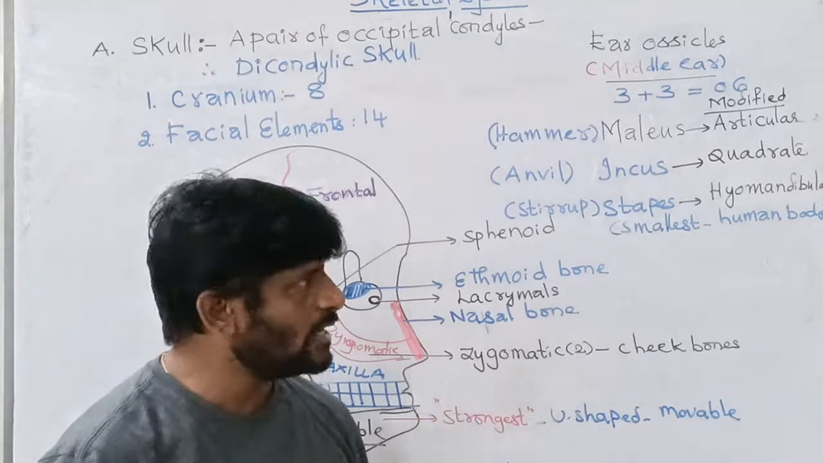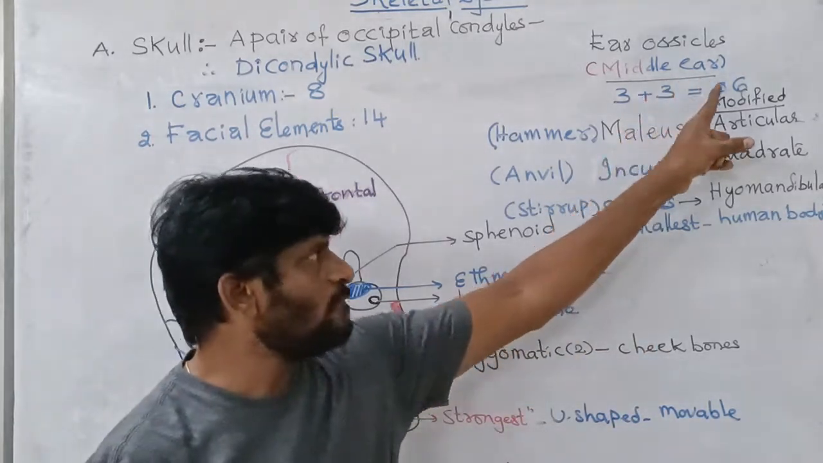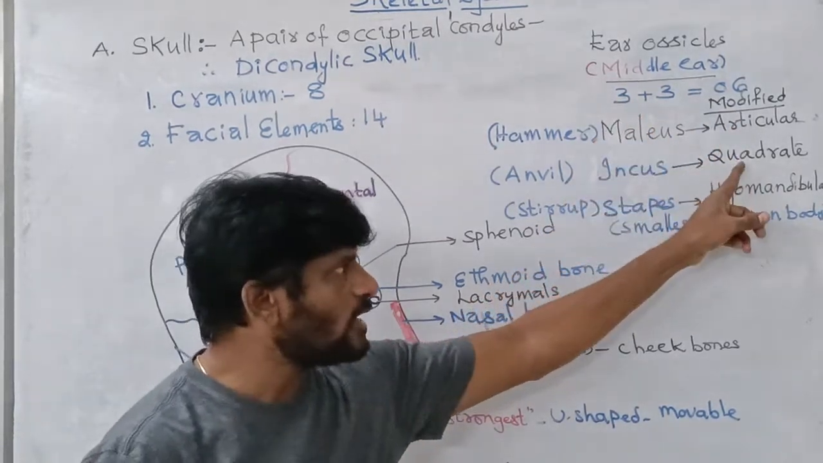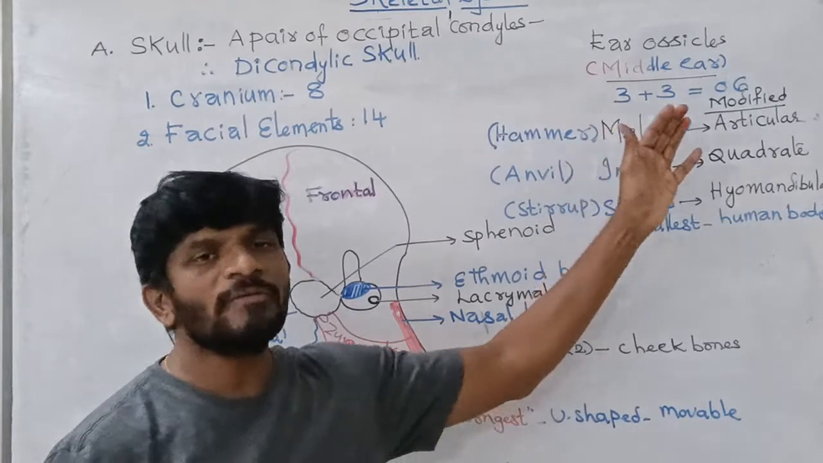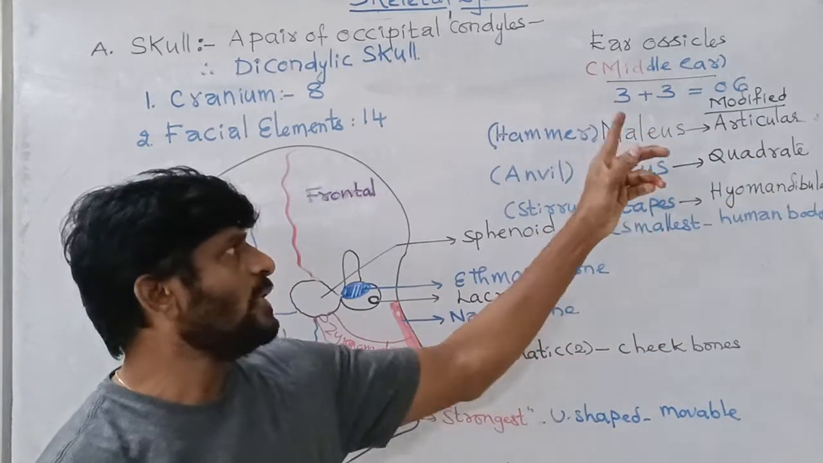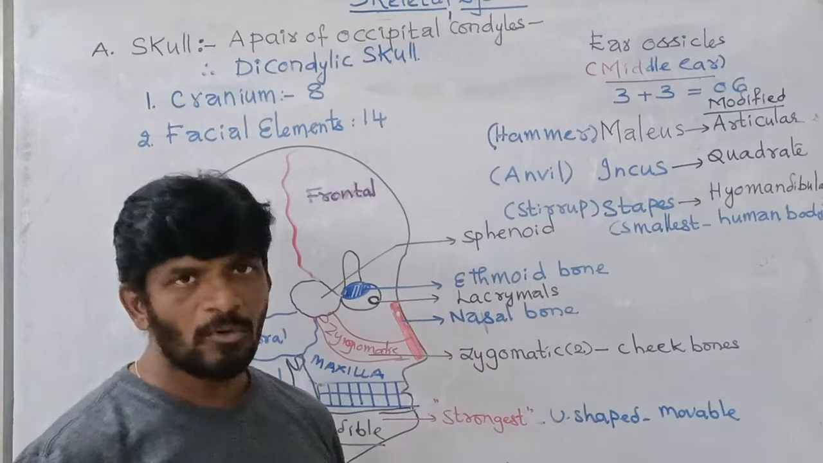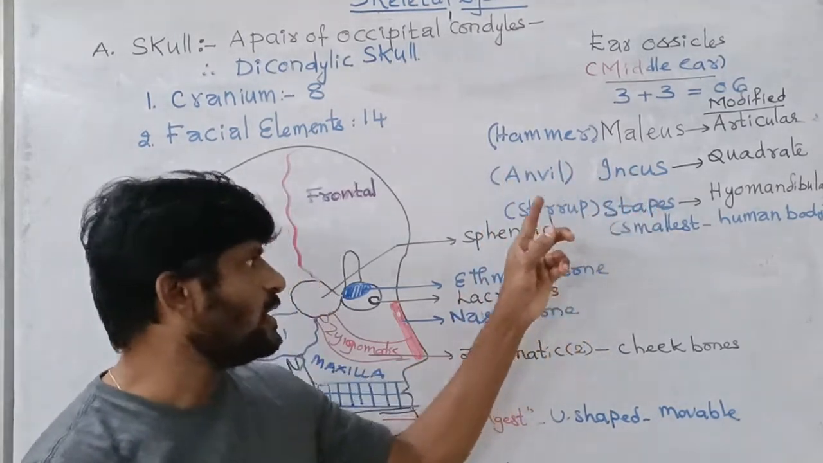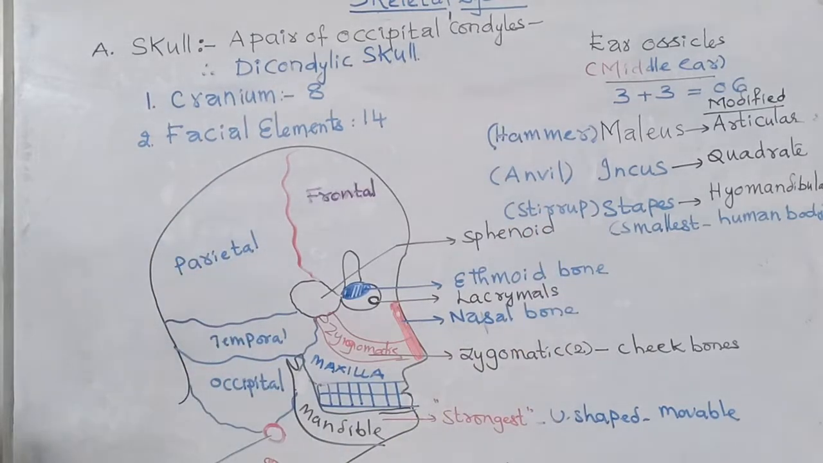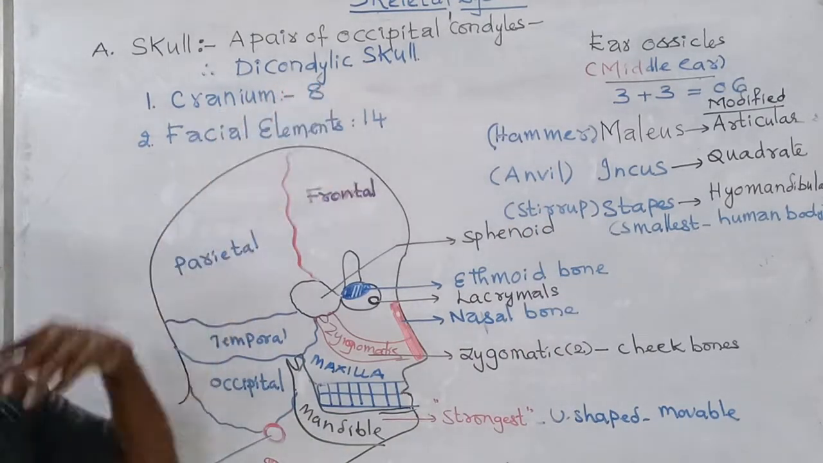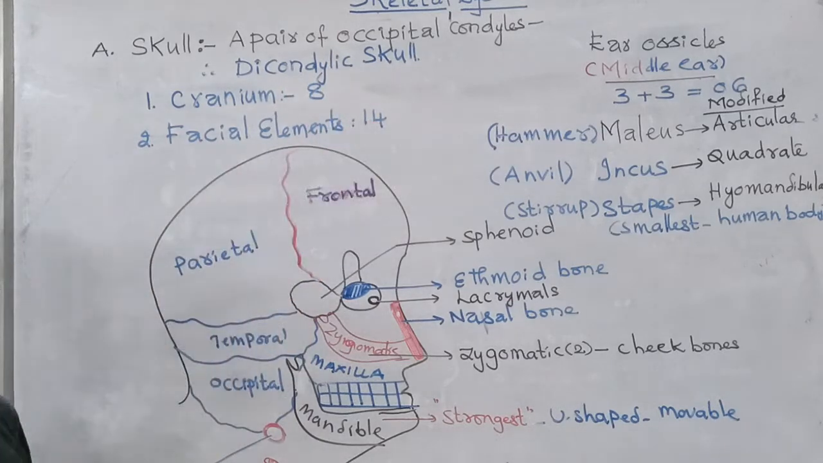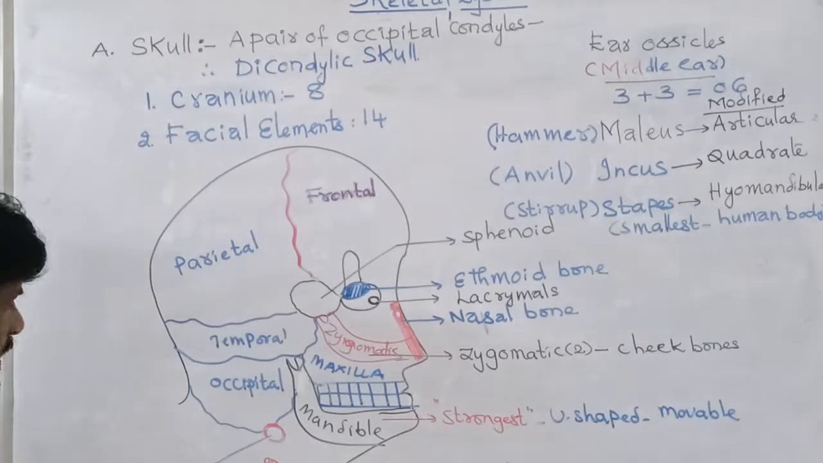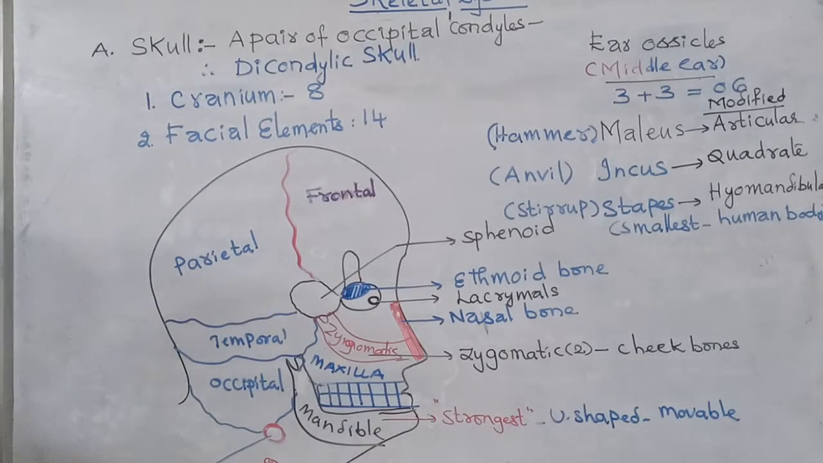I repeat, most important: malleus is the modified articular bone, incus is the modified quadrate bone, stapes is the modified hyomandibular bone. Malleus is commonly called the hammer bone, incus the anvil bone, stapes the stirrup bone. This is all about it. Cranial elements are 8, facial elements are 14, and the total number of skull bones is 29.